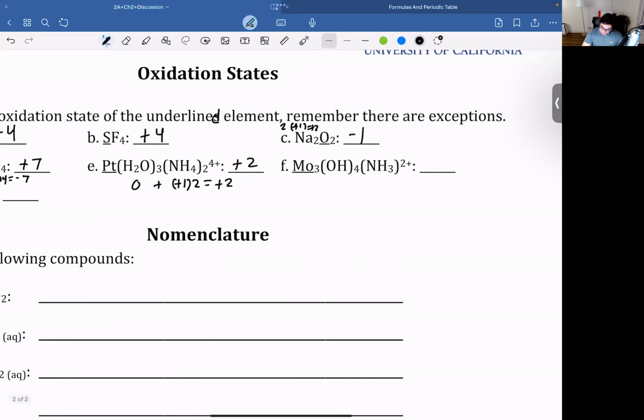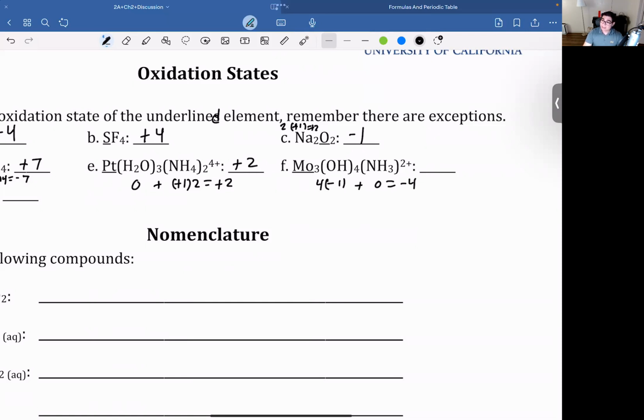Then we have molybdenum, what is it? Molybdenum hydroxide ammonia, something like that. NH3 is neutral, this is 0. NH4 is +1, so taking away one of the hydrogens goes down a charge. OH is a -1. There are 4 of them. I think you can kind of see where this is going. Overall, the charge contribution to this molecule, that's everything except molybdenum, is -4.